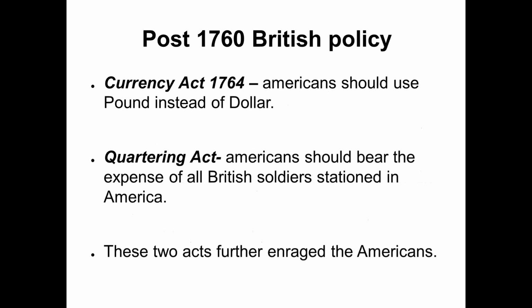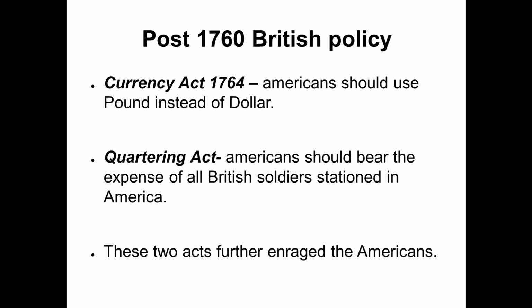Currency Act: Americans should use the pound instead of the dollar. So what happens when a country mandates using its currency? It strengthens the home country's currency and weakens the other currency. So the pound is strengthening and the dollar is weakening. The Quartering Act was passed: Americans should bear the expense of all British soldiers stationed in America. Whatever number of British soldiers are living in America, Americans have to bear their entire expenses. So these two acts further enraged the Americans.